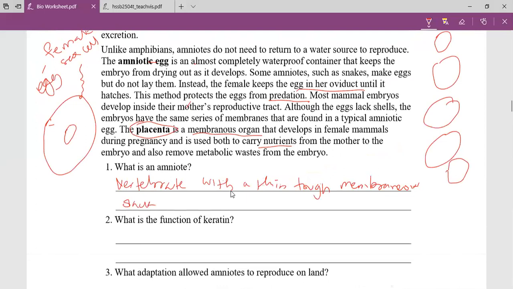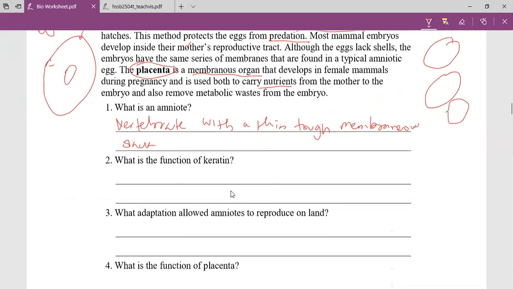What is the function of keratin? Yes. Waterproof skin. It provides a waterproof layer for amniotes.